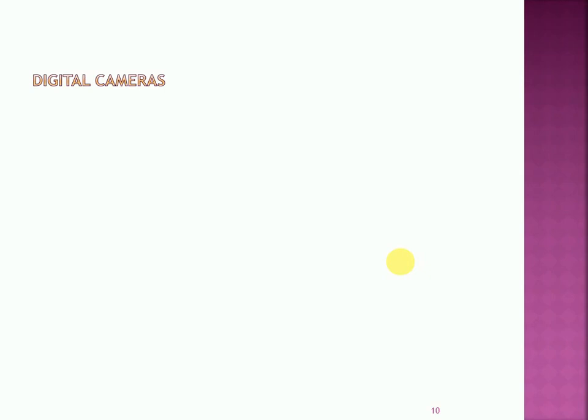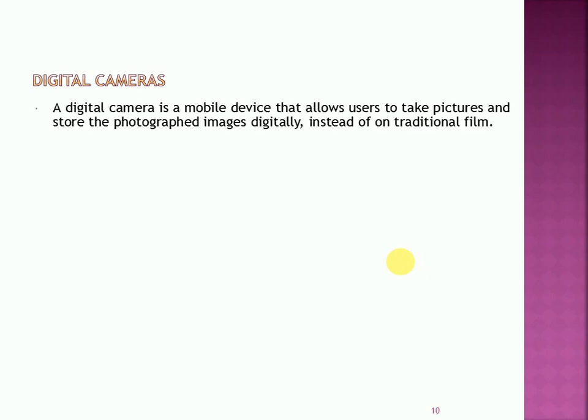The next type of input device is the digital camera. A digital camera is a mobile device that allows users to take pictures and store the photographic image digitally instead of on traditional film. There are three types: studio cameras, field cameras, and point and shoot cameras.